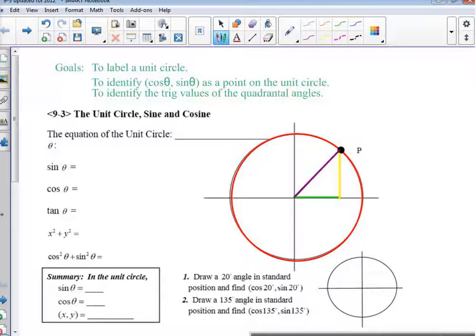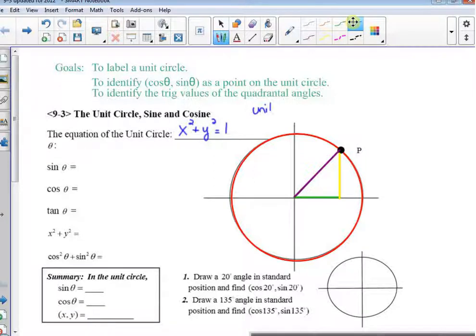Alright, today we're going to look at section 9.3 from our right triangle trig unit. This is the unit circle, sine and cosine. So the equation of the unit circle is x squared plus y squared equals 1. But I like to start out with the definition of the unit circle.